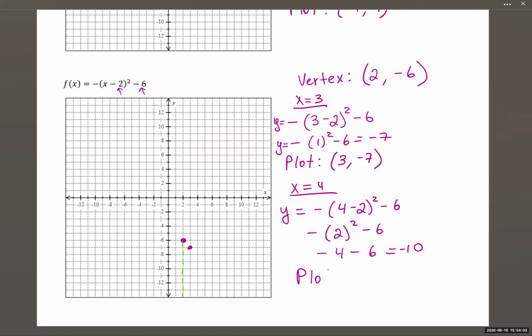So we'll plot 4, negative 10. And that's right here. And then use the axis of symmetry to get the other 2 points. And then connect the dots.